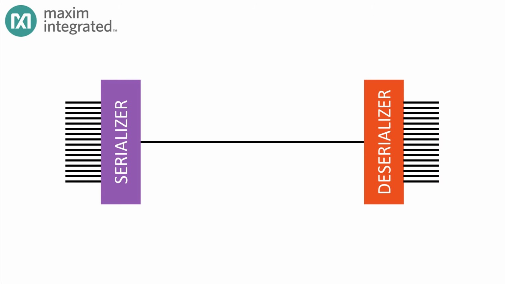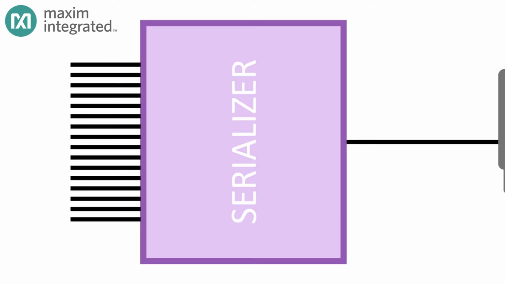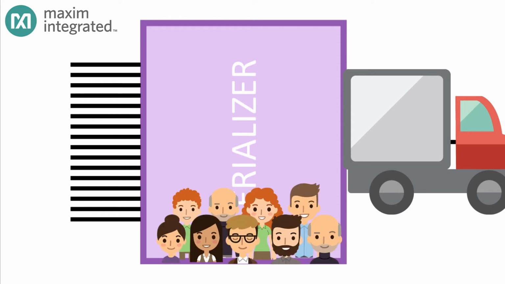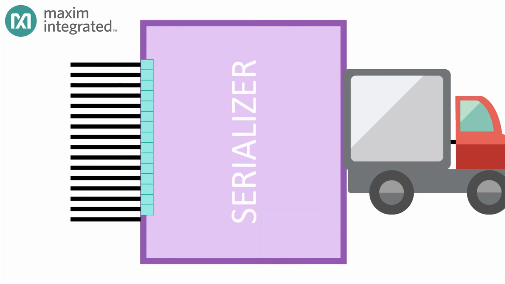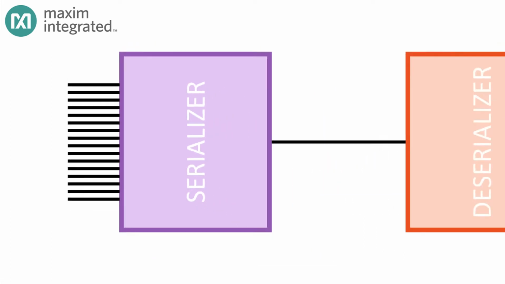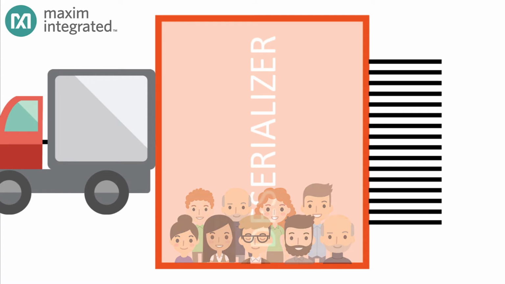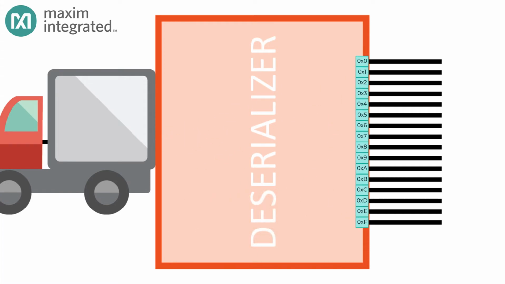Think of the high-speed GMSL line as a truck. At the serializer, you have a whole crew to disassemble the incoming video, carefully pack it into padded boxes, label the boxes, and stack them in perfect order into the truck, and then send it on its way. At the deserializer, you have another crew that unloads the truck, unpacks the boxes, carefully reassembles the video, and presents it as a video stream just like the one that came into the serializer.